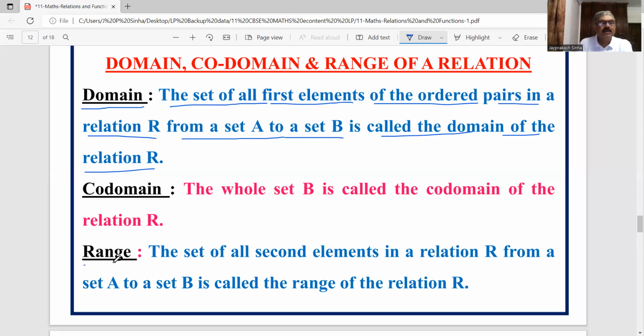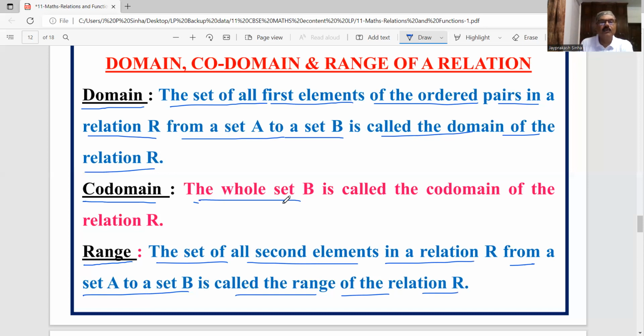Now we'll come to the range. The set of all second elements in a relation R from a set A to a set B is called the range of the relation R. So what is range? The set of all second elements in a relation R from a set A to a set B is called the range of the relation R. Now come to the third, that is codomain. What is codomain? The whole set of B is called the codomain of the relation R.